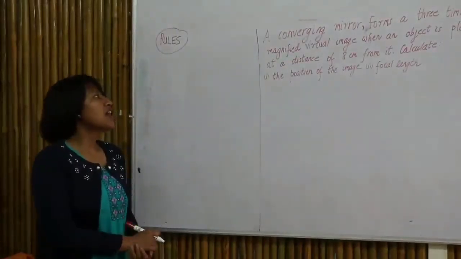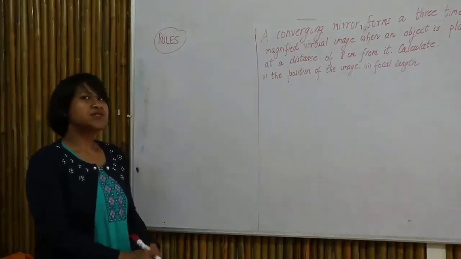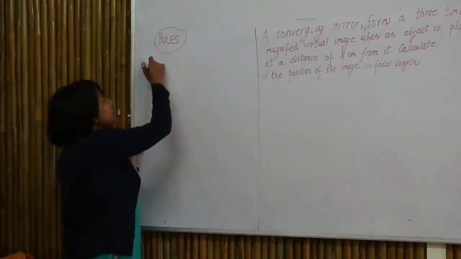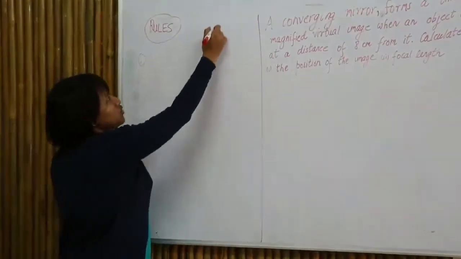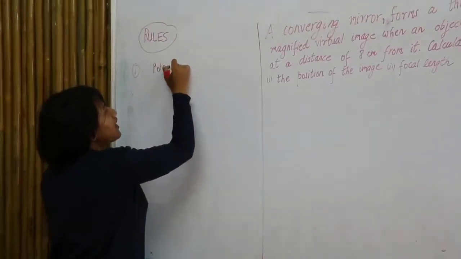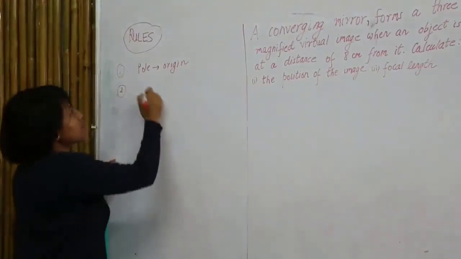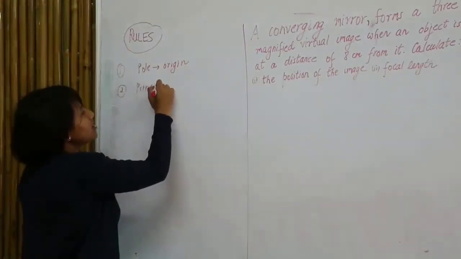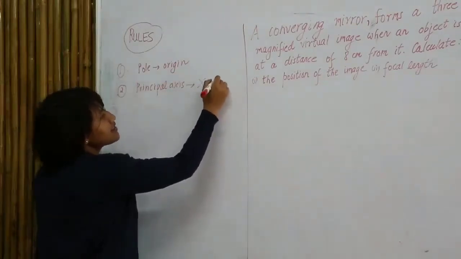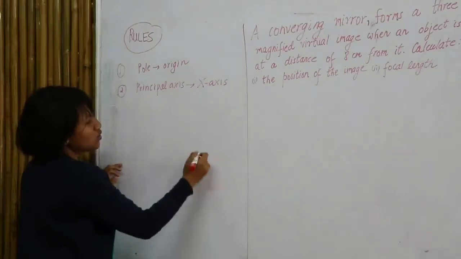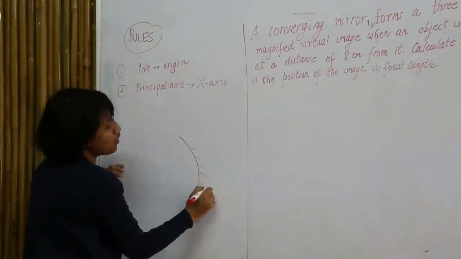There are sign conventions for reflection by spherical mirrors. The rules are: the first one is that the pole is taken as the origin. The second is that the principal axis is taken as the x-axis. I'll take the case of a concave mirror.